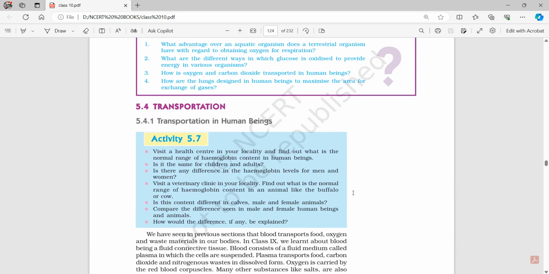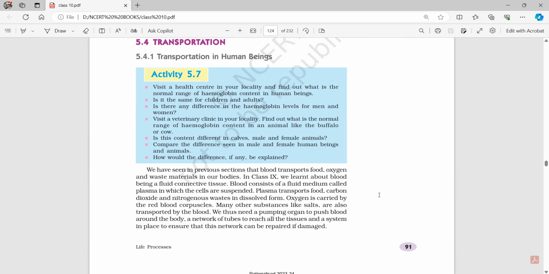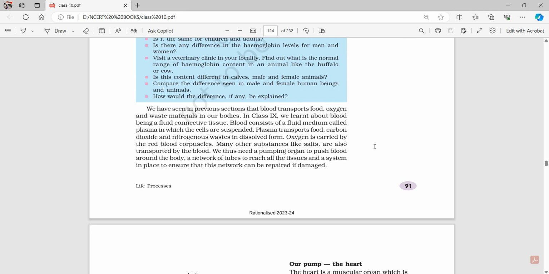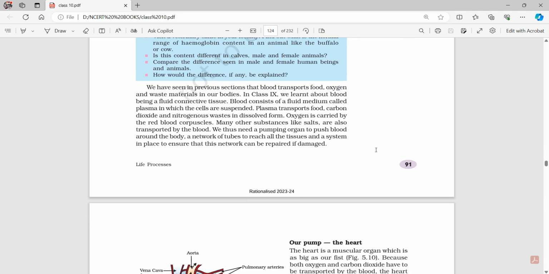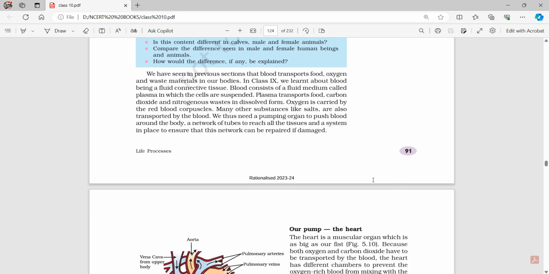5.4 Transportation. 5.4.1 Transportation in human beings. We have seen in the previous section that blood transports food, oxygen and waste materials in our bodies. In class nine, we learned about blood being a fluid connective tissue. Blood consists of a fluid medium called plasma in which the cells are suspended. Plasma transports food, carbon dioxide, and nitrogenous waste in dissolved form. Oxygen is carried by the red blood corpuscles. Many other substances like salts are also transported by the blood.